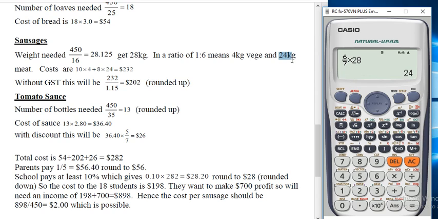So we've got 24, and of course you can check, always double check. 4 plus 24 gives us the 28 kg that we need. You can also check another way as well. You can see that that's 4 and 6 times that amount is 24. So for every 4 there you get 6 times as much, and of course the ratio says that too. There's 6 times as much meat as veggie. Alright, so lots of ways of checking to see if we've done it correctly. Alright, next step.